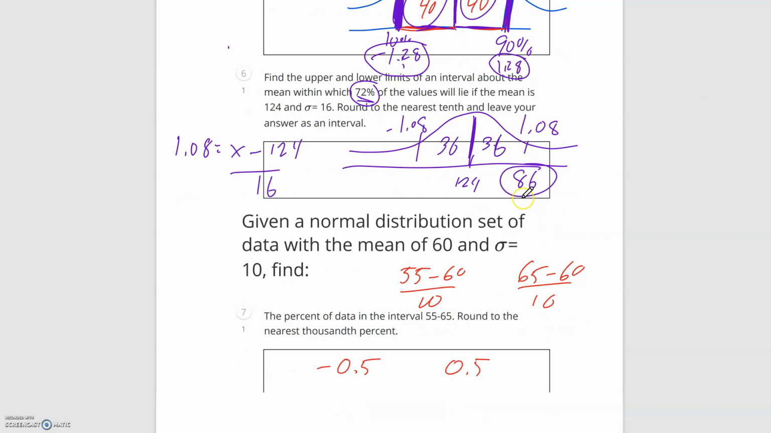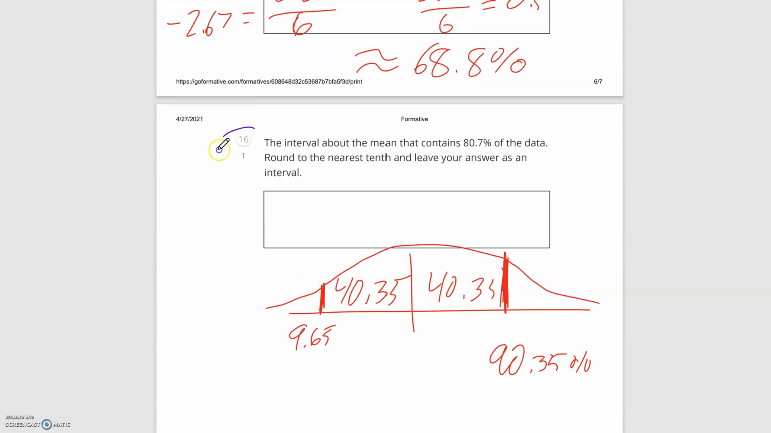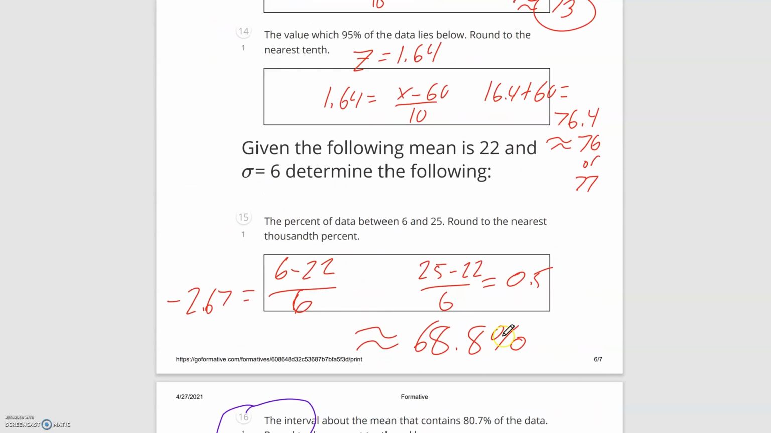Okay, so hopefully that makes sense. Just to point that out, you're going to do something like that again with number 16 right here. This one's 80.7%. So again, you're going to split that in half. So you have 40.35 here, 40.35 there. So then this would be 90.35%. Find that on the z-score tables. And it's basically the same problem, just different numbers.